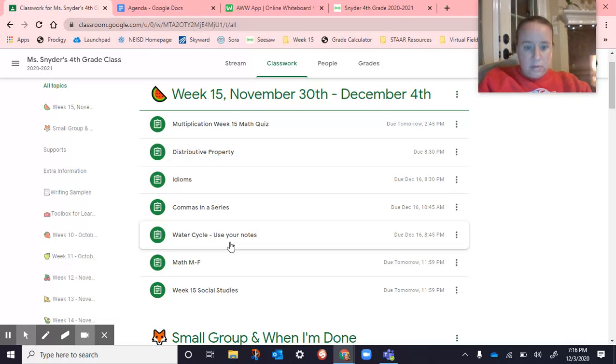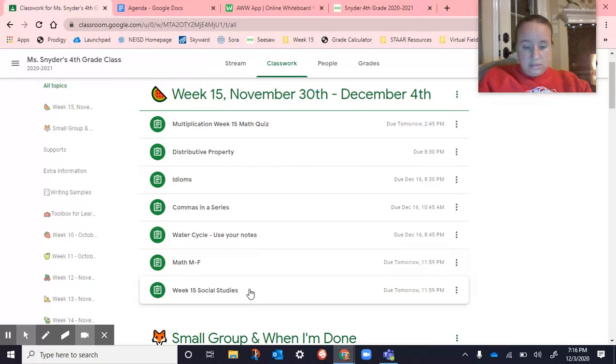And okay, I forgot some things on here. Distributive property, this can be done for math, and idioms. This was something that went with our reading lesson that students need to do. Everything in here students need to do. The only thing in here that's new is the multiplication that's going to be for tomorrow. And then the social studies will finish tomorrow, but everything else can be done and turned in.